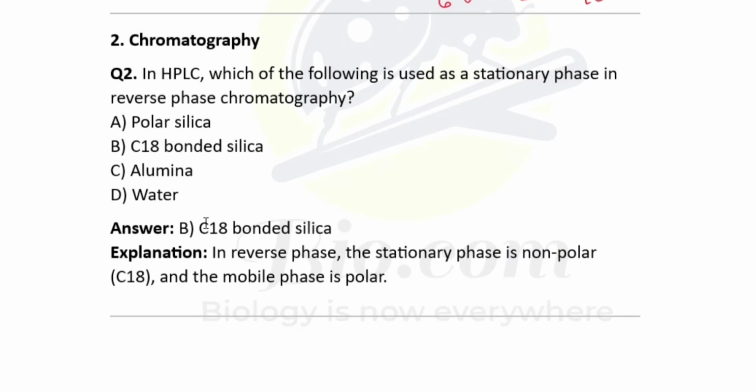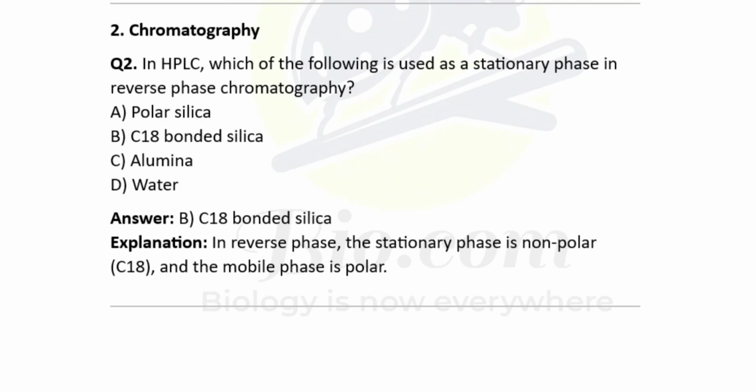Now the next question, chromatography. In HPLC, which of the following is used as a stationary phase in reverse phase chromatography? So firstly, you should know about the reverse phase and the normal phase chromatography. Reverse phase chromatography, that is RPC, is a liquid chromatography technique that separates molecules based on their hydrophobic interaction with a stationary phase.